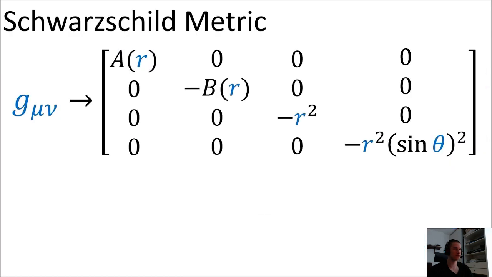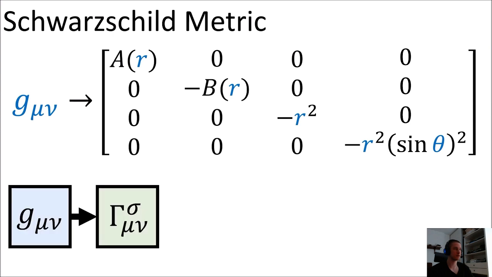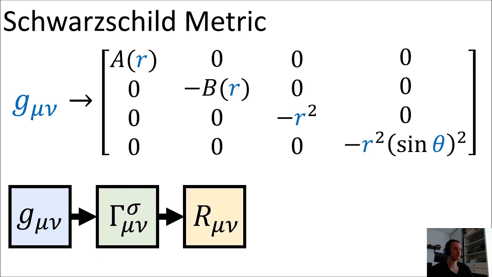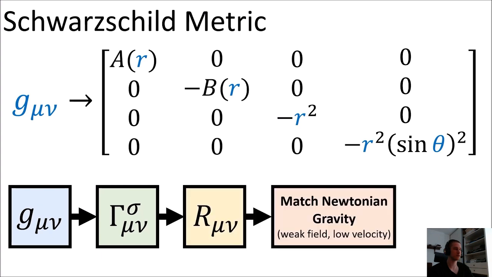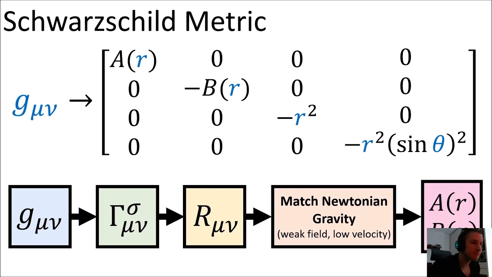So we've simplified the form of the metric as much as possible. In order to solve for A of r and B of r, we'll have to calculate the connection coefficients, calculate the Ricci tensor components, and then force the metric to give us the results of Newtonian gravity in the limit of low velocity and weak gravity. And this will give us the Schwarzschild metric. So let's start by calculating the connection coefficients.